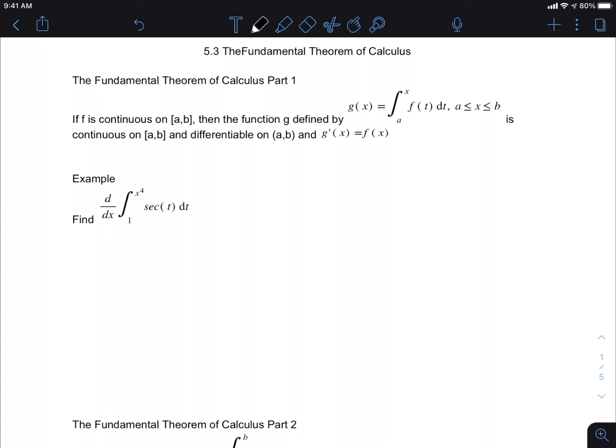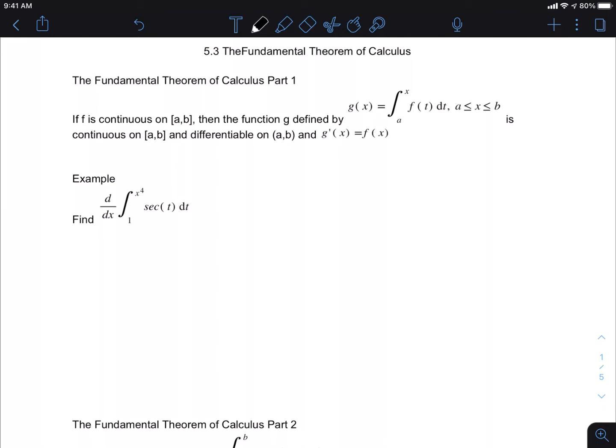So it's kind of funny to me. I think it's actually better to teach the fundamental theorem of calculus part 2 before part 1. But I won't do that today. I'll just show you the way it is, and then we'll go from there. And you can ask questions if you have any questions on what I'm doing.